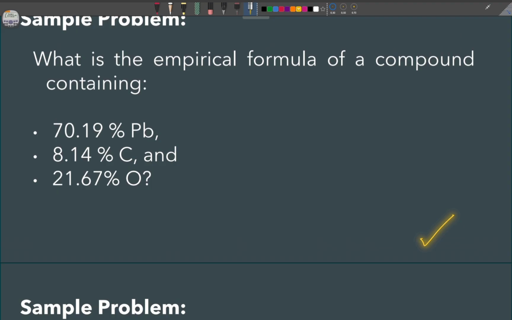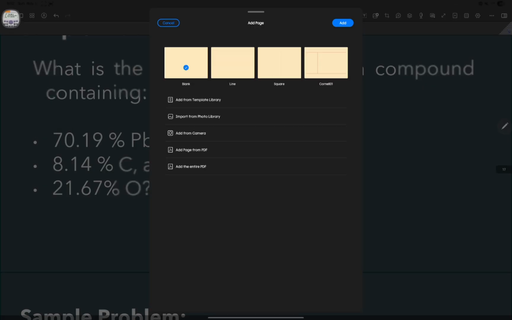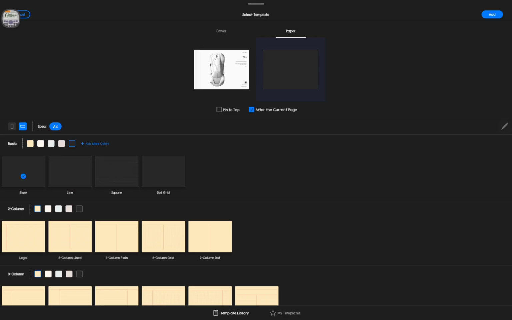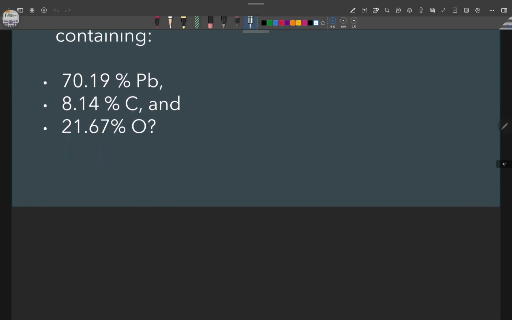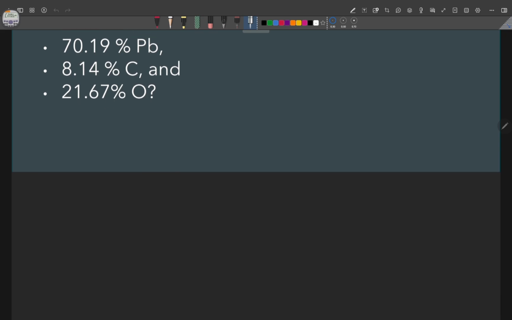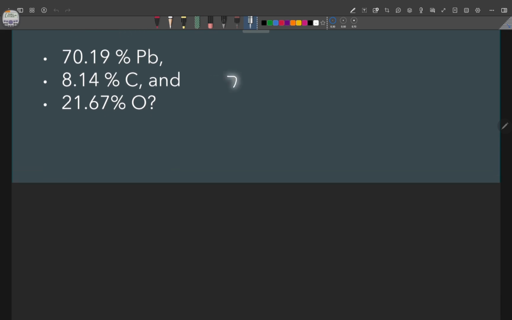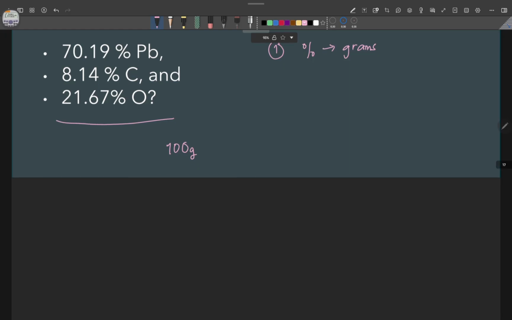What is the empirical formula of a compound containing this? Okay, so step 1 is to convert the given to grams. Okay, so percent to grams. We'll use 100 grams as an assumption so that it will be easy to convert. So if we have 100 grams, 70% of that is also 70 grams. Okay, so the assumption will be 100 grams.